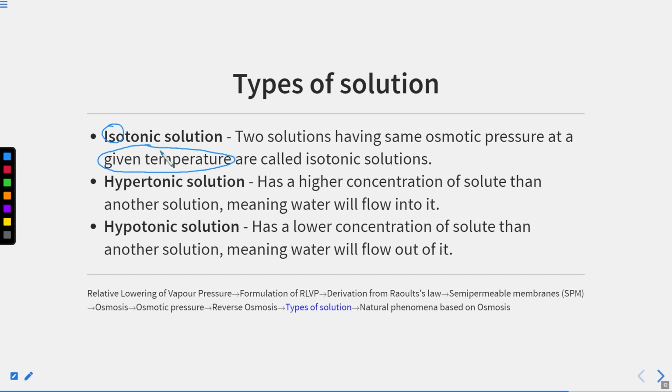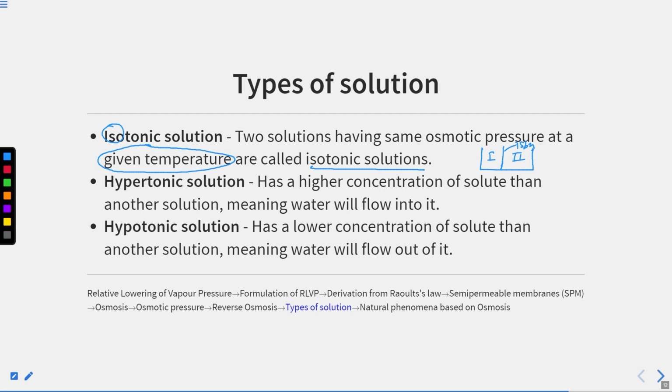At a given temperature, we are talking about all these things at a given temperature. So if two solutions have the same osmotic pressure at a given temperature, then these two solutions are called isotonic solutions. Now what will happen if we place these two solutions, suppose 1 and 2, in two different compartments, and in between these two we put an SPM, that is a semi-permeable membrane? There will be no net flow if both solutions are isotonic, if the osmotic pressure is the same. Okay, so this is our isotonic solution.